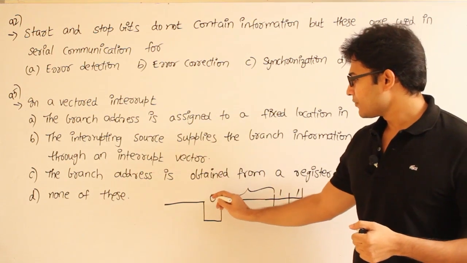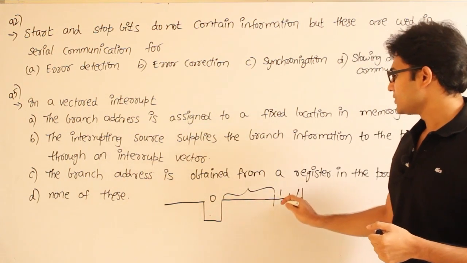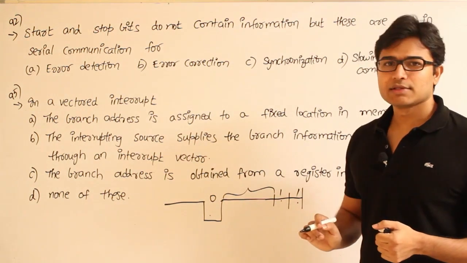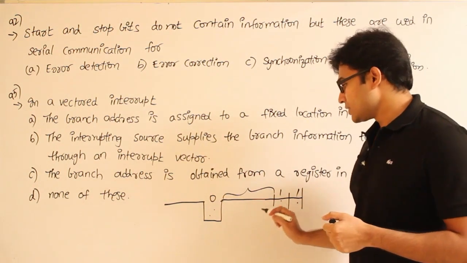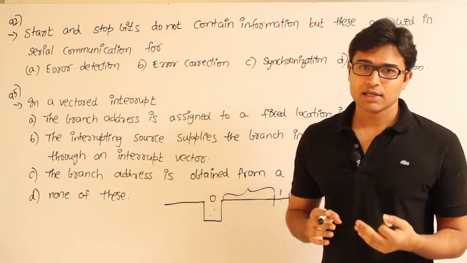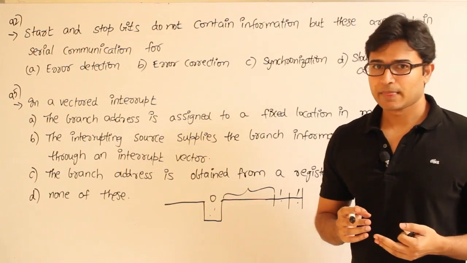So this will be 0. This is called the start bit, and these are called the end bits. And here we are going to use the information bits. Now why should we be using this? They just indicate that information is going to start and information has ended. So that is useful for synchronization, right?